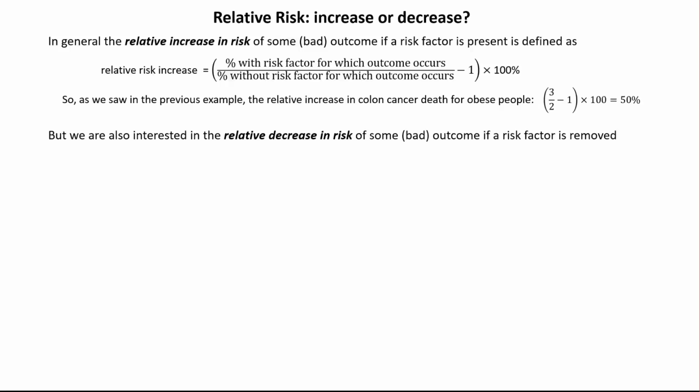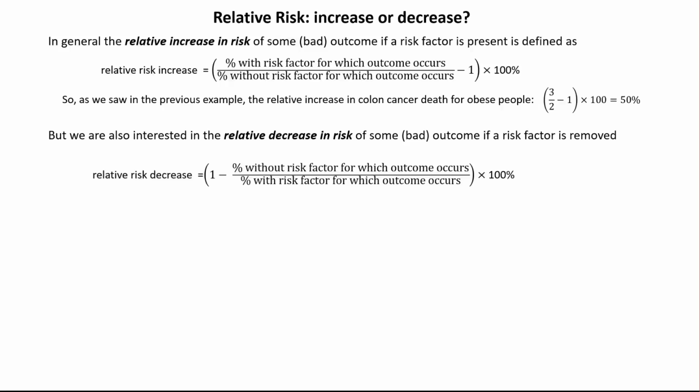But we're also interested in the relative decrease in risk of some bad outcome if a risk factor is removed. And that's defined slightly differently. Here, it's 1 minus the percentage without the risk factor for which the outcome occurs divided by the percentage with the risk factor for which the outcome occurs.